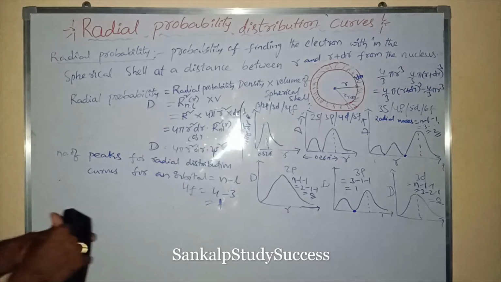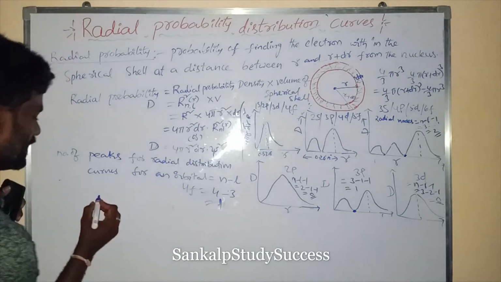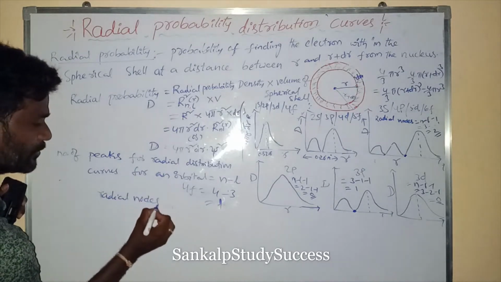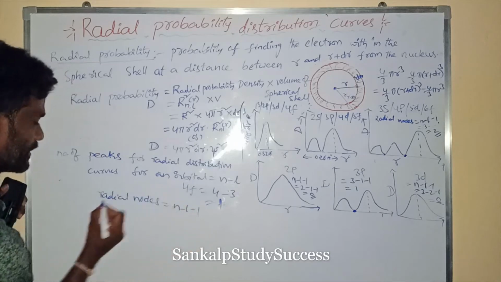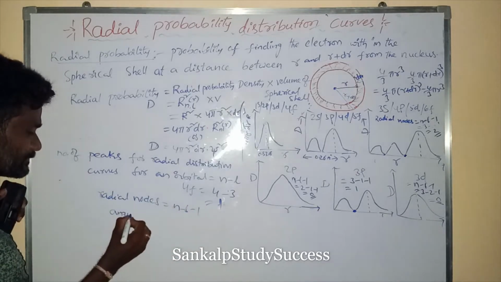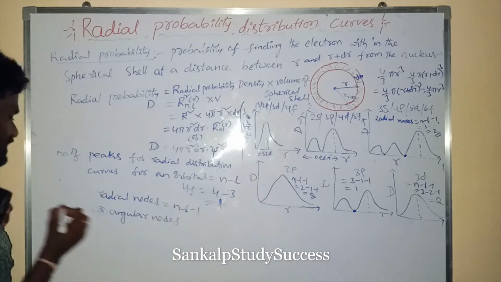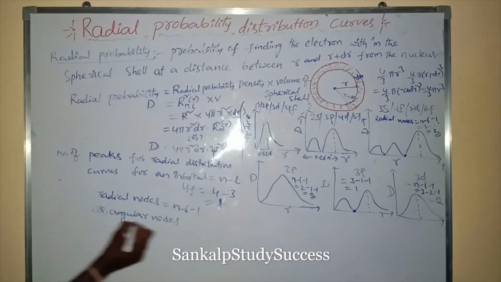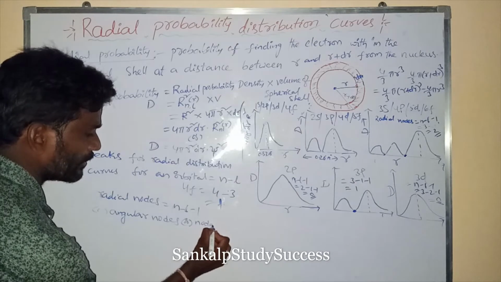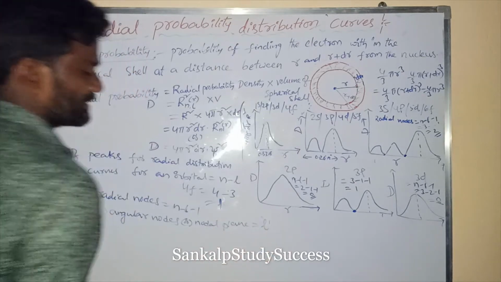Now we will discuss angular nodes. Radial nodes is equal to n minus l minus 1. Angular nodes are nodal planes. Both are the same: angular node or nodal plane. The number of nodal planes is equal to the azimuthal quantum number, l.